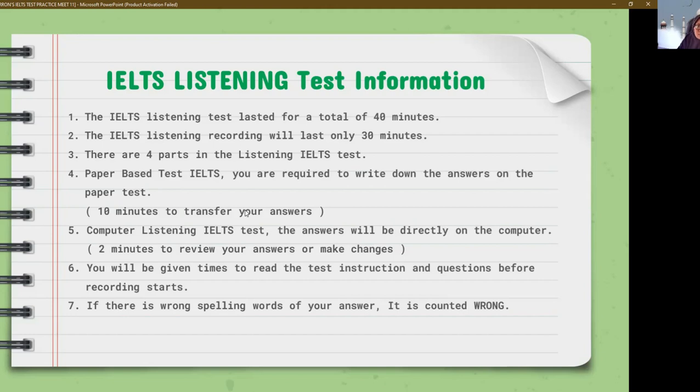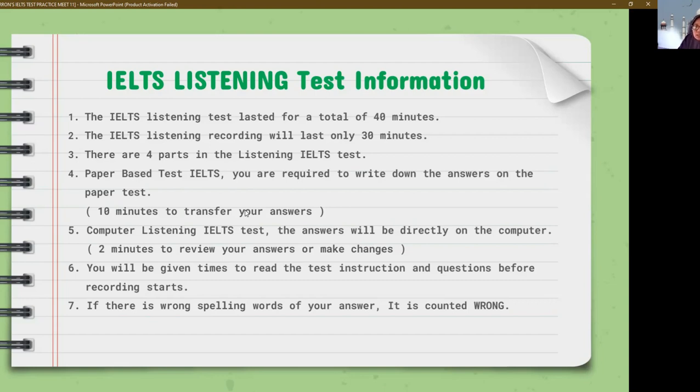Okay, the third piece of information is that there are 4 parts in the IELTS listening test. As I told you before, there are 4 sections on the listening test. And then for the paper-based IELTS test, you are required to write down the answers on the test paper, and you have about 10 minutes to transfer your answers.